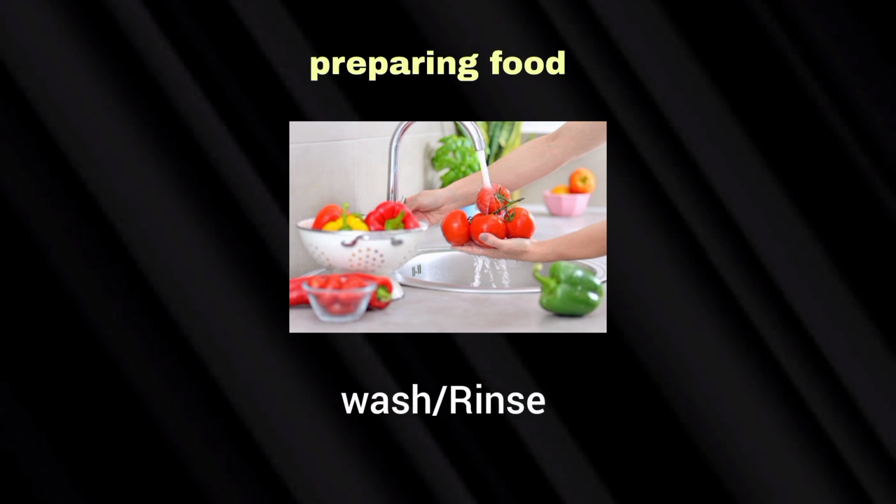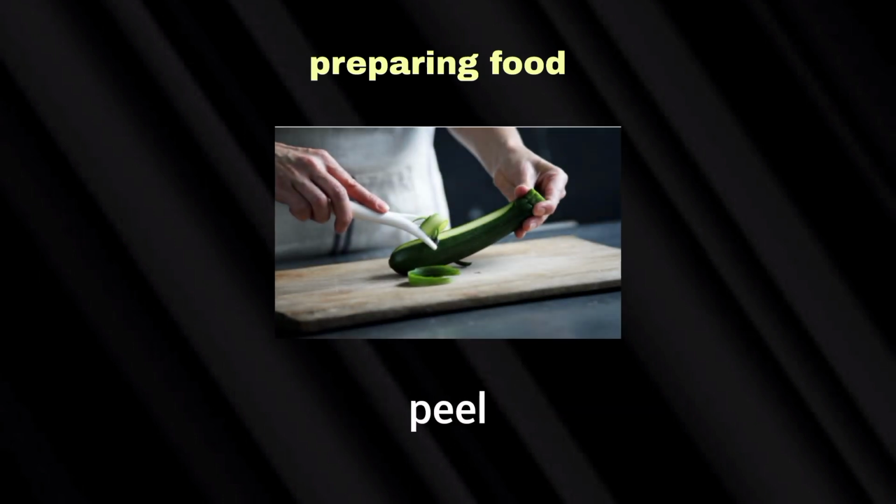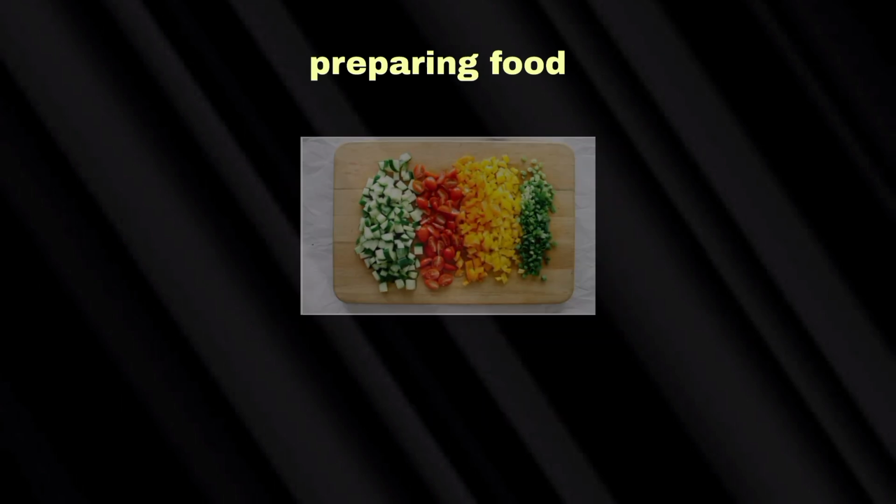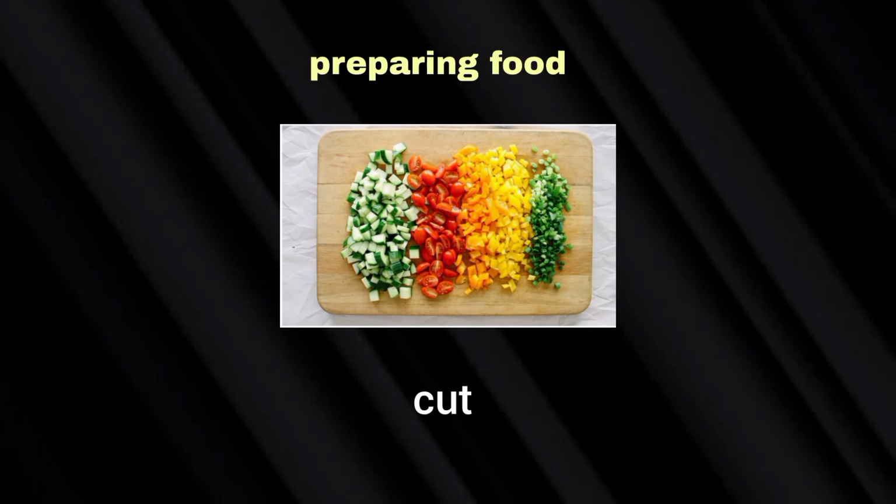Wash/rinse. We normally wash or rinse fruit and vegetables, or even rice before we prepare them. Peel. We peel fruit and vegetables when you don't want to eat their skin. Cut. To cut means to make them into smaller pieces.